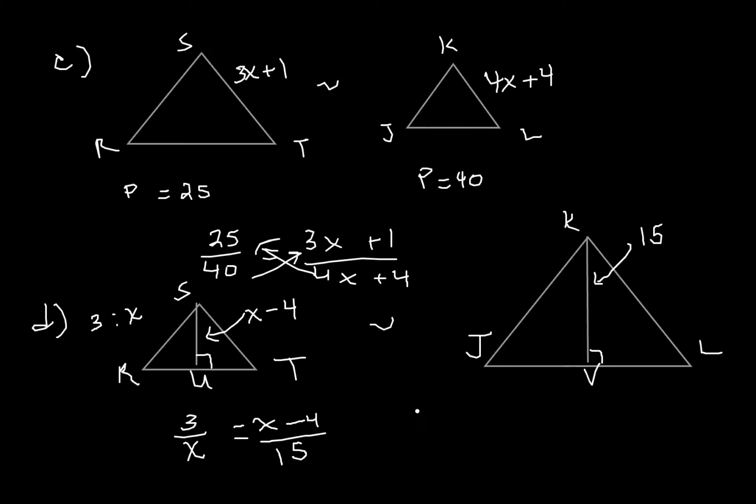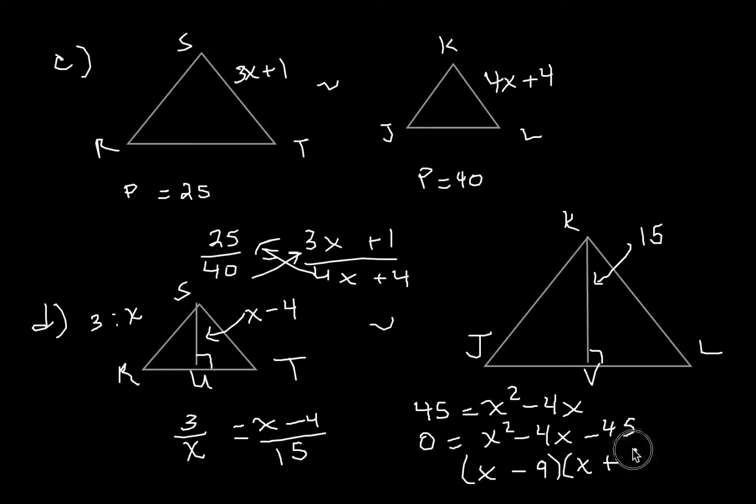Okay, we're going to cross multiply, so we're going to get 45 equals x squared minus 4x. It's quadratic, so you have to set it equal to 0, like this. You're going to factor x minus 9, x plus 5. And then you're going to get 2 answers, x equals 9 and negative 5. Now you can't have a negative length, so you cross it out. So x would equal 9. You have to answer the question, find the length of SU. So it would be 9 minus 4, so SU would be 5.